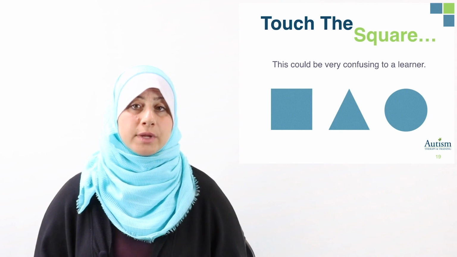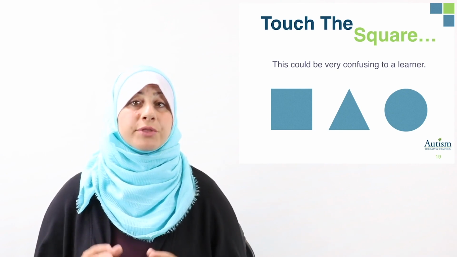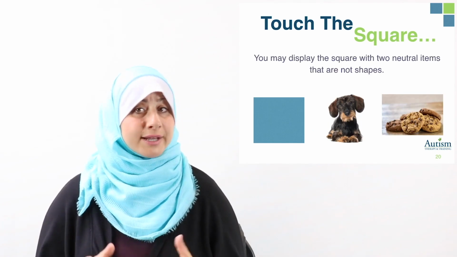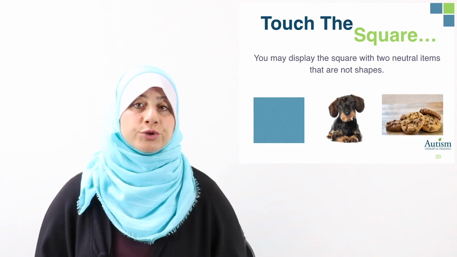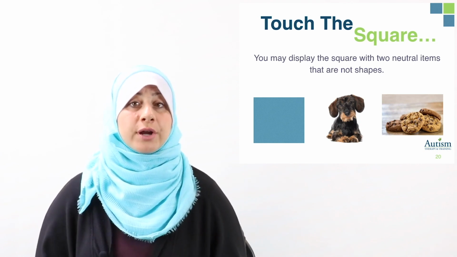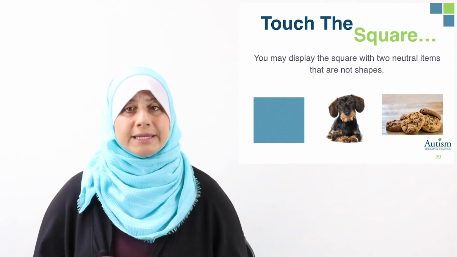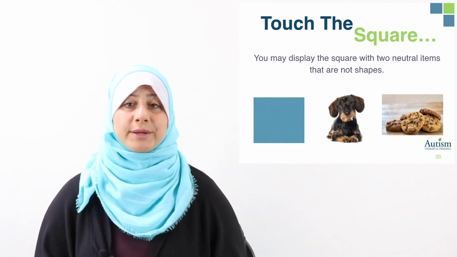Here's an example. You want to teach your learner to touch the square. You have three shapes, all the same color in the array. This would be extremely challenging. I need to put the square in an array with items that look nothing like a square. I would use two neutral items, and I would ensure that they are not shapes. Depending on the learner, you may need to build this up very slowly.